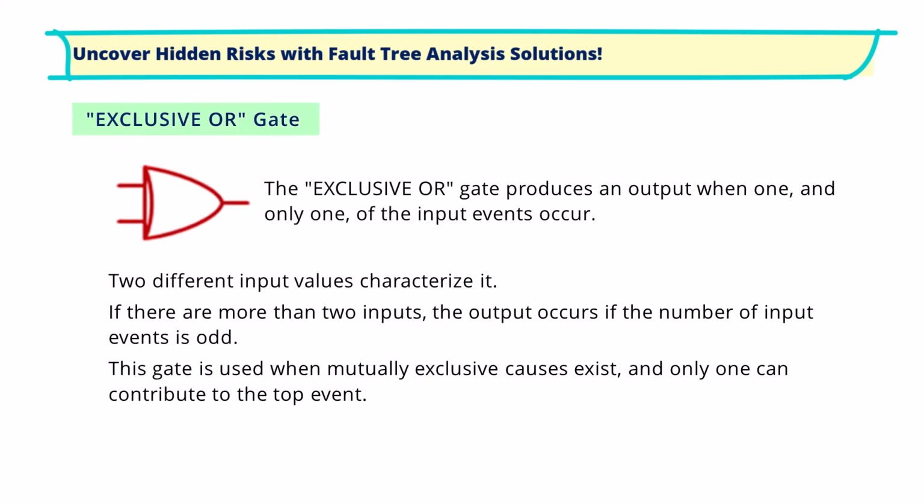Exclusive OR gate. The exclusive OR gate produces an output when one, and only one, of the input events occur. Two different input values characterize it. If there are more than two inputs, the output occurs if the number of input events is odd. This gate is used when mutually exclusive causes exist, and only one can contribute to the top event.